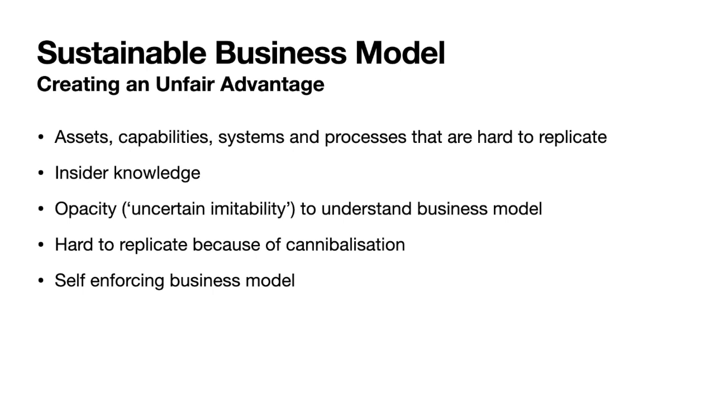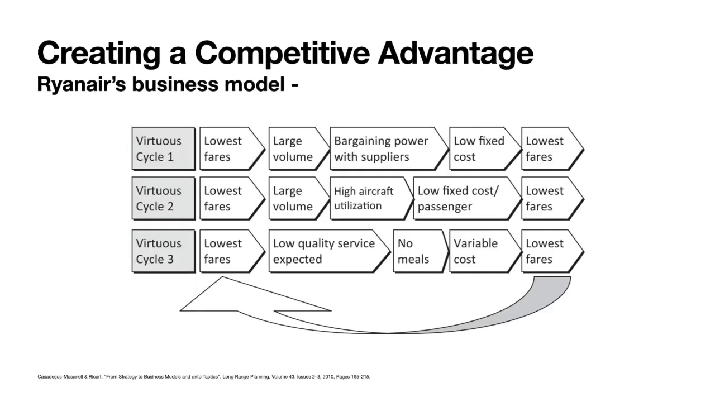You can do really well when you can develop a model that self-enforces itself, so that once you have it running, it keeps on improving, so that nobody else can compete with it anymore. A well-known example of that is the model of Ryanair. You see the model here. It has 3 virtuous cycles that self-enforce the outcomes. The model gets better and better and better.